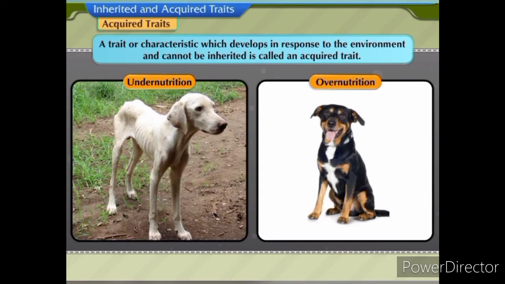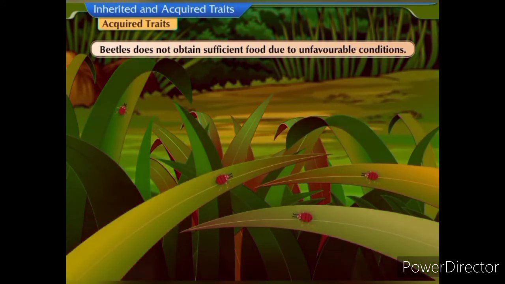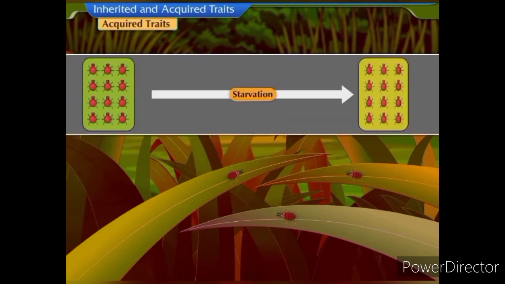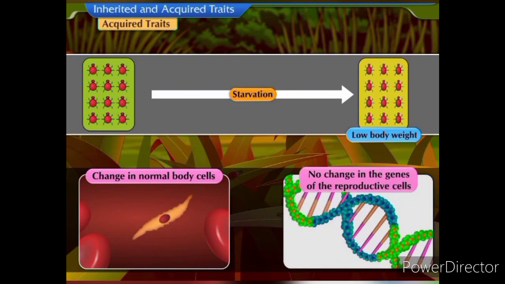Acquired traits. A trait or characteristic which develops in response to the environment and cannot be inherited is called an acquired trait. Let us understand this concept with the help of an example. Assume that a beetle does not obtain sufficient food due to unfavorable conditions. As a result, due to starvation, its weight may get reduced. There is a change in the normal body cells of the beetle, but no change occurs in the genes present in the reproductive cells of the beetles.